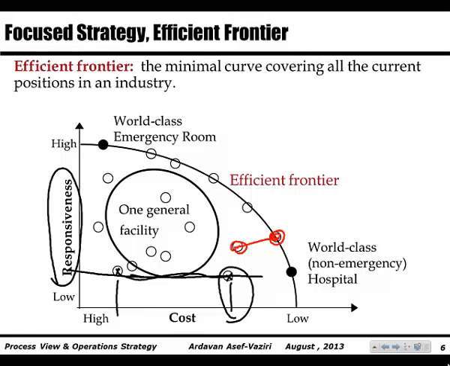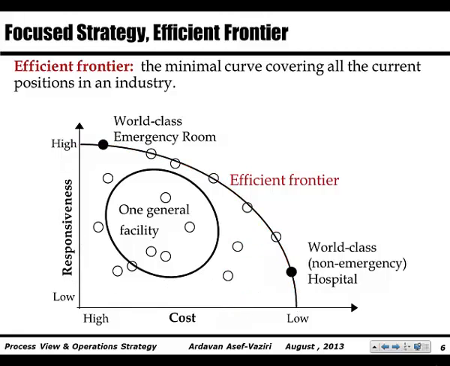Efficient frontier is the minimal curve covering all the current positions. So if I want to find a minimal curve, that's it. This is efficient frontier. These are world-class organizations. They are trying to push the efficient frontier outward. These are not world-class organizations. This company can improve itself in this direction and also in this direction. It can become this company without any trade-off. The company can improve its situation in both dimensions.